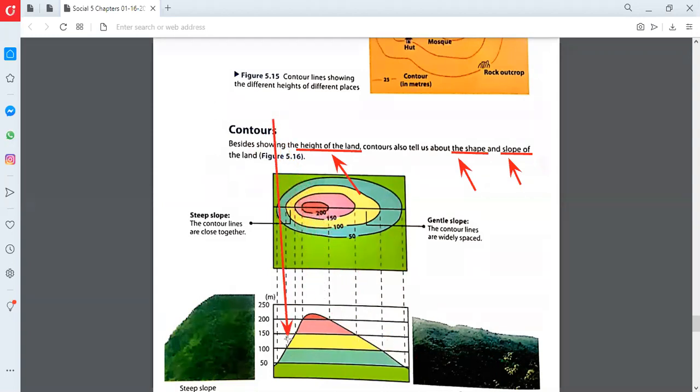But this slope is sharp on the left hand side. So that's why they are saying it's a steep slope. Sharp means steep, steep means sharp. The contour lines are closer together. So when the contour lines are close to each other, it means that there is a sharp slope. And when there are contour lines at a distance, it means that there is a gentle slope. We can easily move in this. But in the sharp one, it's not easy to move.